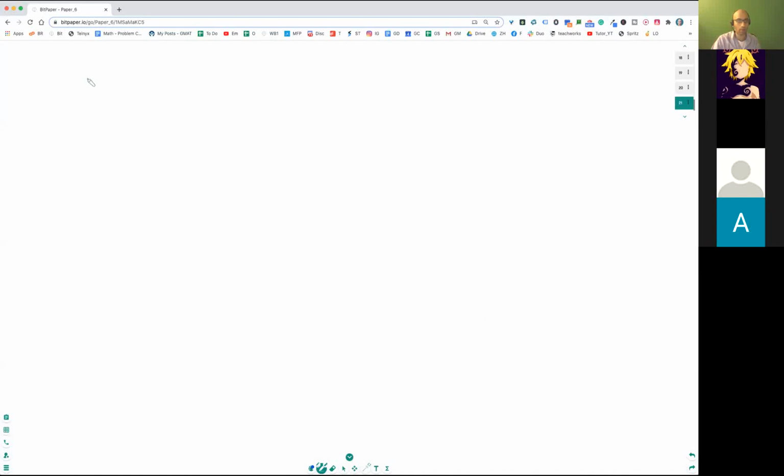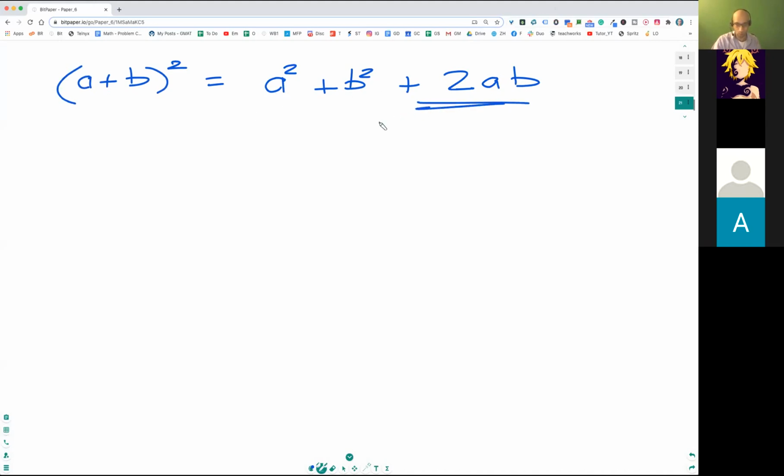So if you have a paper and pencil, write it down or take a snap of this. (a plus b) squared is equal to a squared plus b squared plus 2ab. All right, a squared plus b squared plus 2ab. Don't forget the 2ab part.